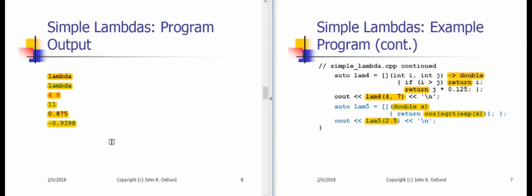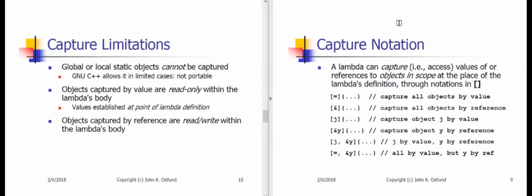Okay, so that's some examples of defining and naming and calling lambdas, some of which take arguments and some of which return values. Now, at the point where you define a lambda, it's very likely that there are some other variables in the same scope where you have defined that lambda.